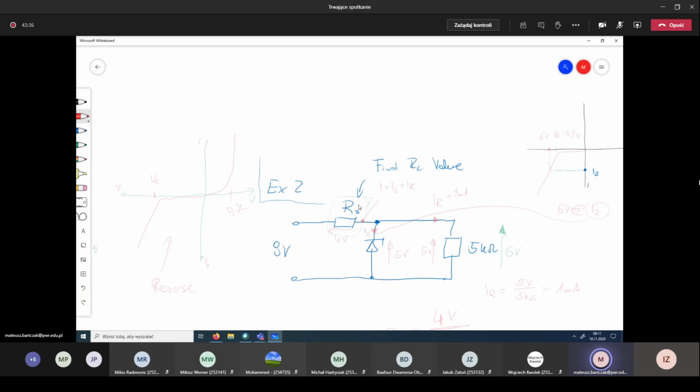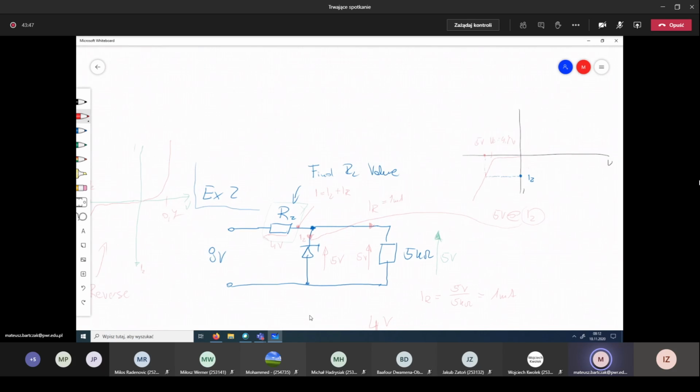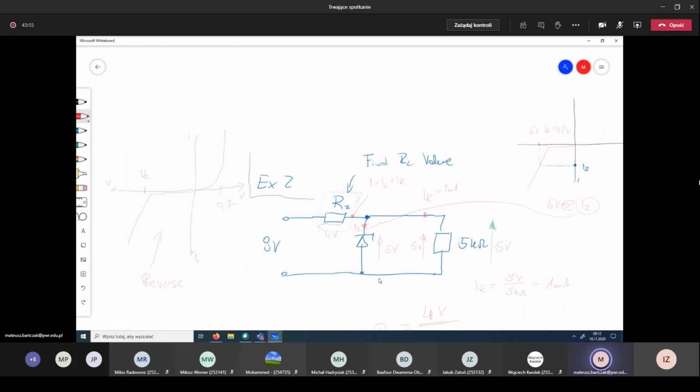But in real life, there is no possibility to change the resistance, to adjust the resistance, and we are using some kind of enhanced version of this voltage regulator. So we can use the transistor or the op-amp with the transistor, but we will do it later when we learn something about the transistors.